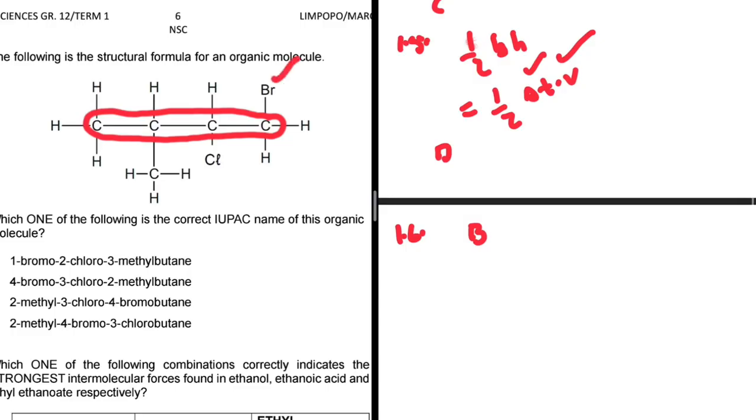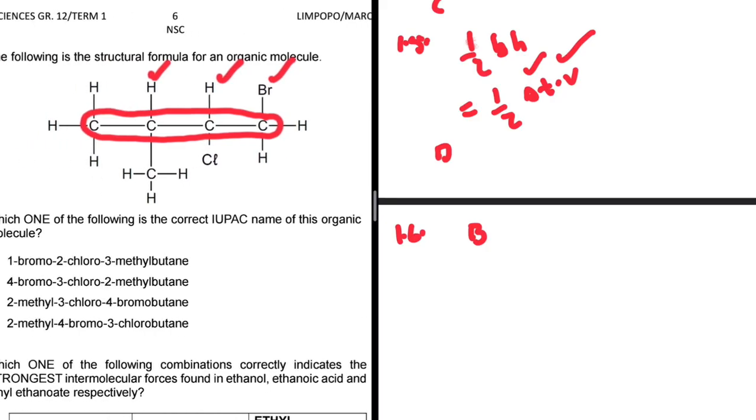Okay, so when that is the longest chain, when we start numbering our carbons from the right, we have a branch on the first carbon and on the second carbon. And then when we start numbering from the left, we have a branch on the second carbon, the third and the fourth. So clearly we need to start numbering from the right.